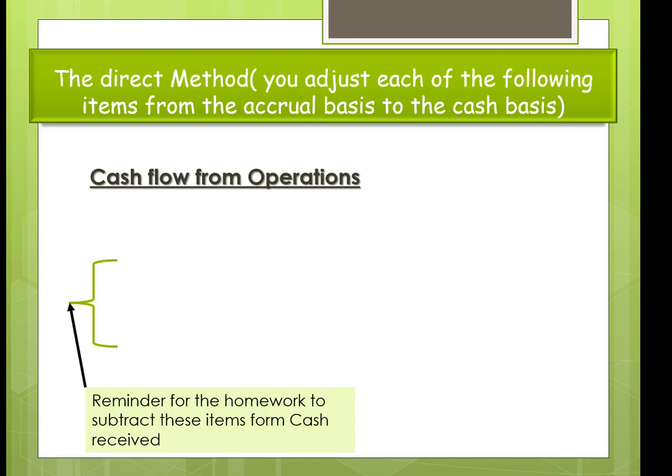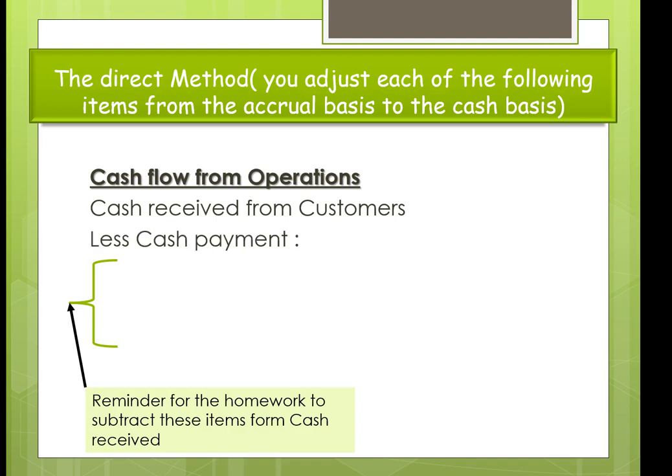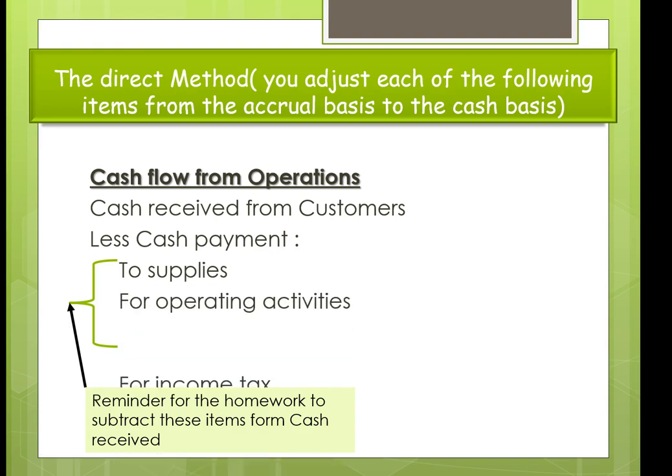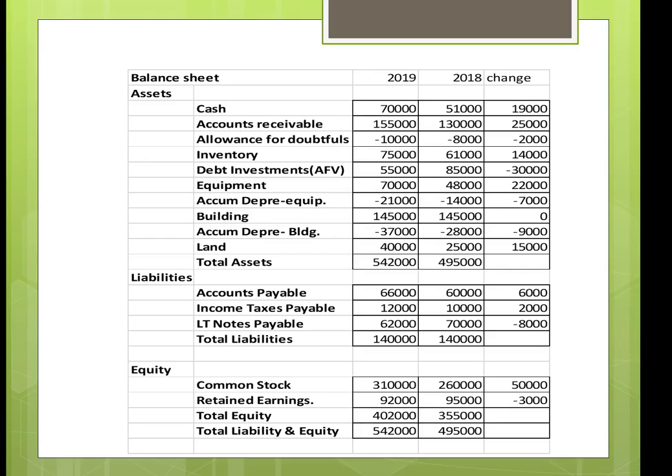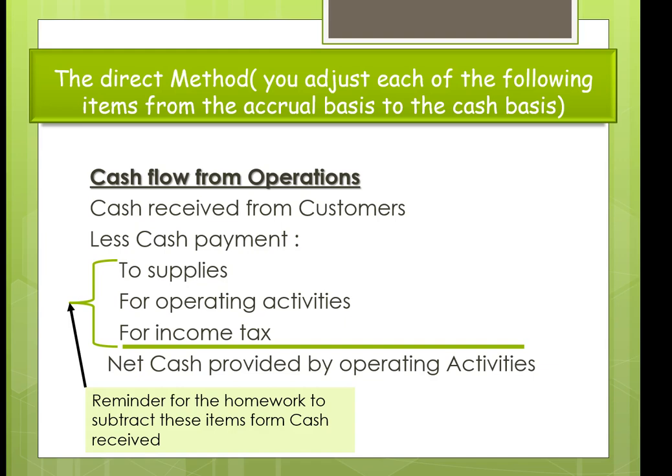Now, the direct method. You're going to adjust each of the following items from the accrual basis to the cash basis. So, cash received from customers, and then you're going to subtract. Remember, you have to subtract this item from cash received or you're not going to get it correct on your homework. Supplies, operating activities, and net income. And income tax. That gives you net cash provided by operating activities. Now, you can look at that for a few more minutes. That's the format we're going to use.